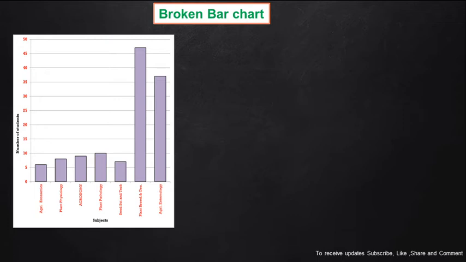Now, broken bar chart. Suppose in a masters the students admitted strength department wise, we can plot it on the x axis subject, y axis number of students. Here we can see the two subjects having the highest strength compared to others. By seeing this graph, sometimes it is very difficult to understand the values of the other subjects.